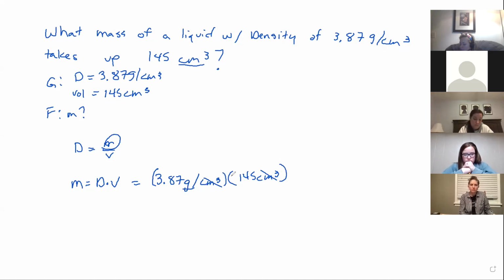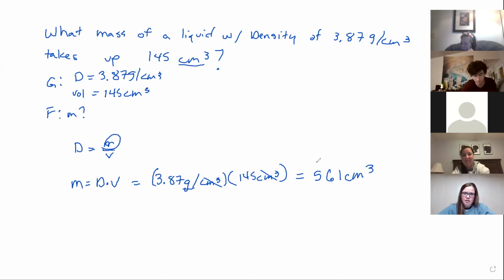Let me just double check my answer. All right, we'll go with 3 sig figs on this. 561 centimeters cubed. No. I saw everyone's face like, no. Okay, let me try 3.87 times 145. You guys aren't getting 561? Yeah, I got 561. Okay, yeah, 561.